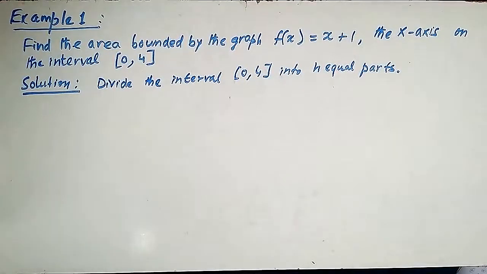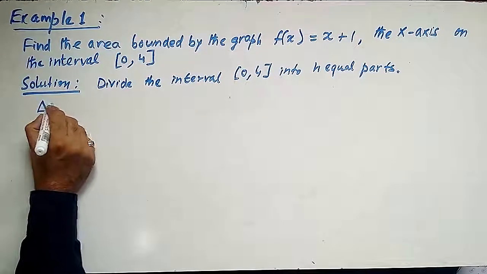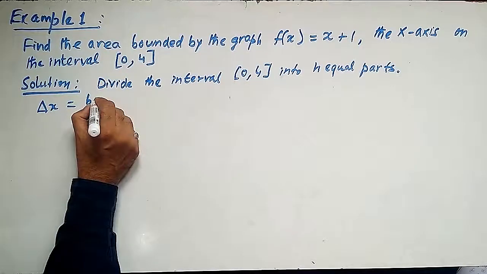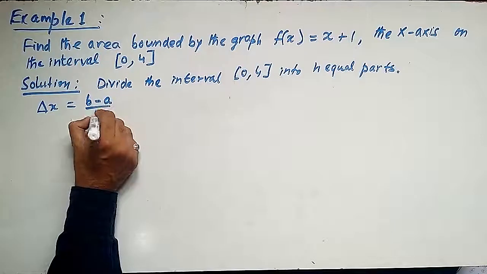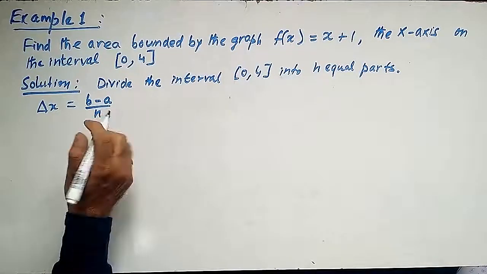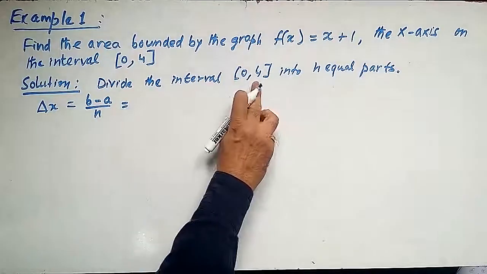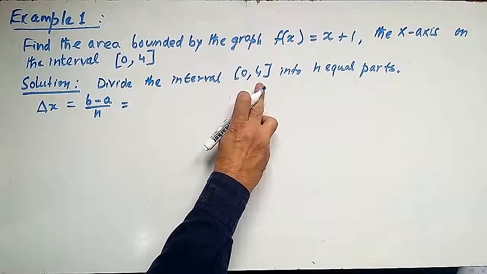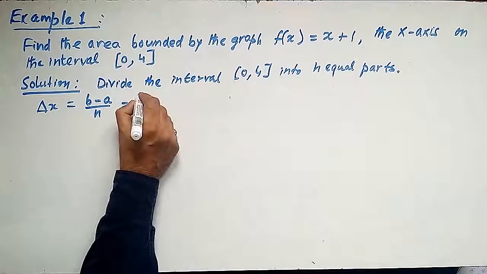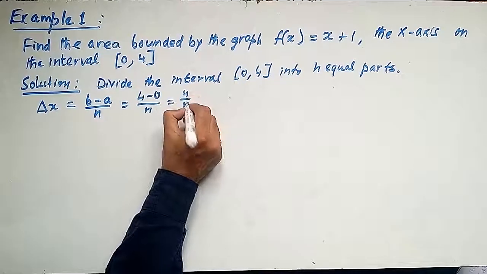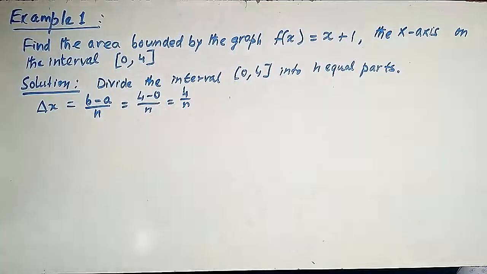So we know that the width of one of the parts is delta x, and that is equal to (b minus a) by n. That means the second point minus the first point upon n. So what is the second point b equal to here? The second point here is 4. So we are finding out the area between the points 0 and 4. So this is equal to (4 minus 0) by n, which is 4 by n. This is number 1.